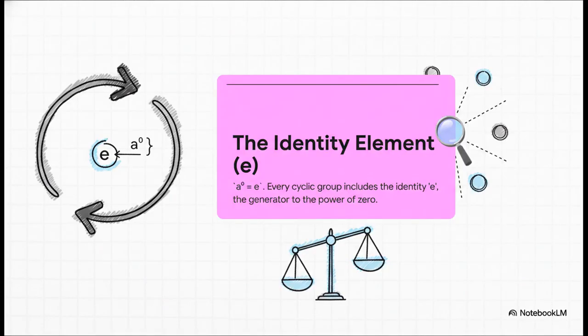And what about the integer 0? Well, A to the power of 0 gives you something really special: e, which is called the identity element. This is basically the do-nothing element in the group, and because of this rule, we know for a fact that every single cyclic group has one.